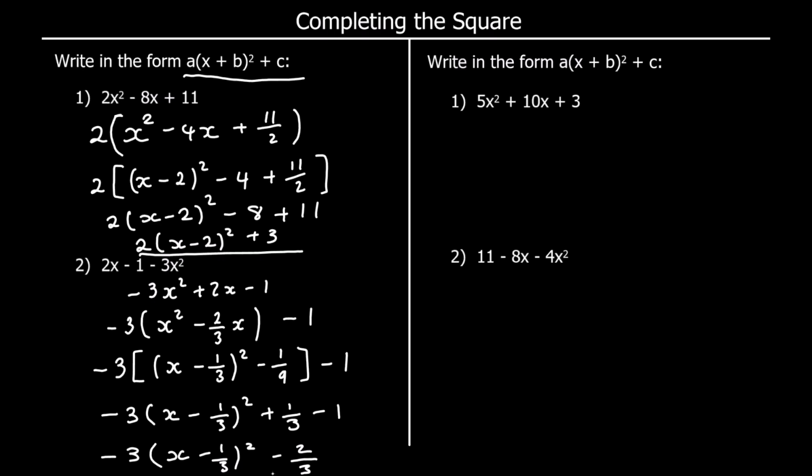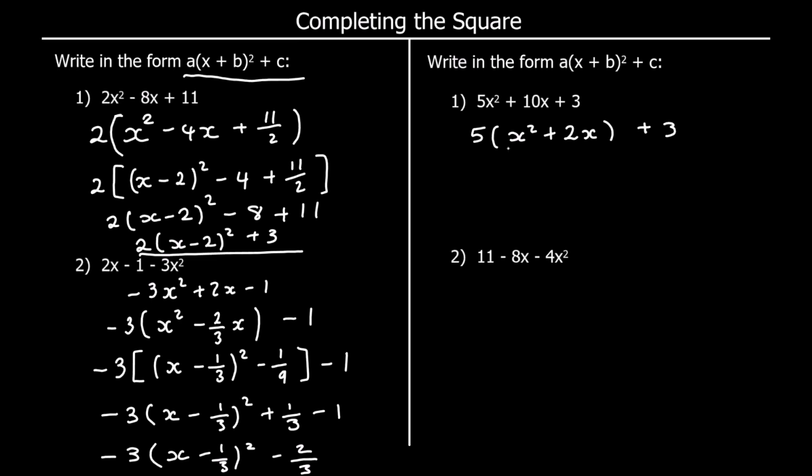So 2 for you to try. Give them a go. So the first one, I'm going to take out 5. It doesn't matter if you take it out from all 3 terms or just the first 2. I'll take it out of just the first 2. So 5 times x squared plus 2x plus 3.